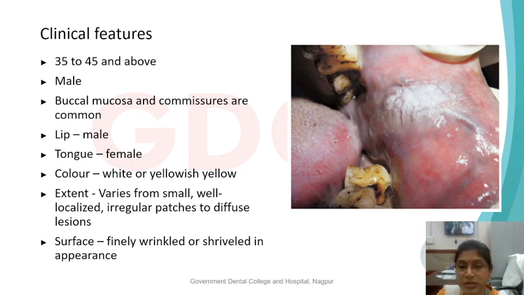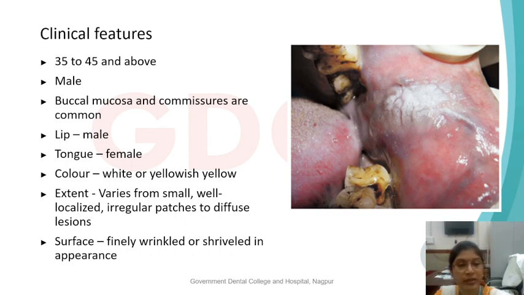Buccal mucosa is affected because the patient has a habit of keeping the quid, that is the mixture of tobacco, lime and betel, in the vestibule, in contact with the buccal mucosa, so indirectly the buccal mucosa is affected. And commissures are most commonly affected in smokers. Smokers have a habit of holding the bidi or the cigarette near the corner of the mouth, which can irritate the buccal mucosa there and lead to commissural leukoplakia. Otherwise, gender-wise predilection has also been noted.